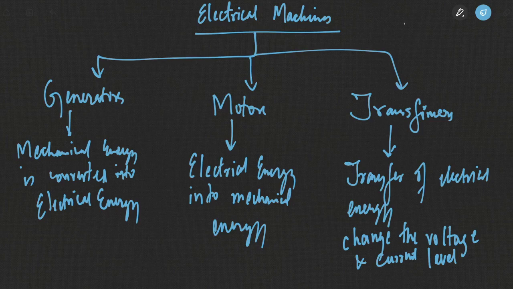Generators convert mechanical energy into electrical energy. Motors convert electrical energy into mechanical energy. And the transformers, they will be involved with transfer of electrical energy. That you can change the voltage. That means you can transfer electrical energy from one circuit to another circuit. This transfer will be at the same power level but at different voltage and current levels.